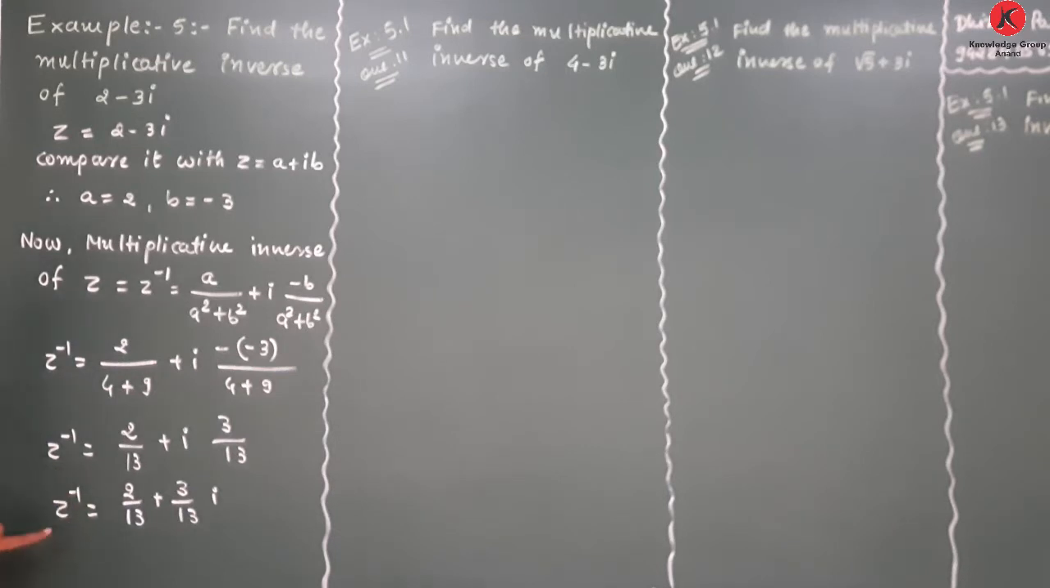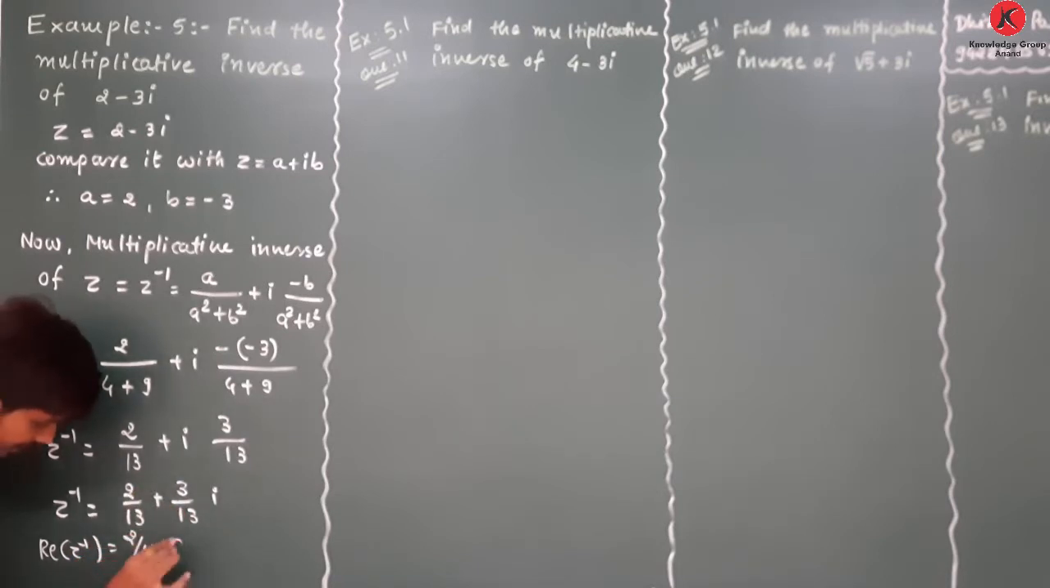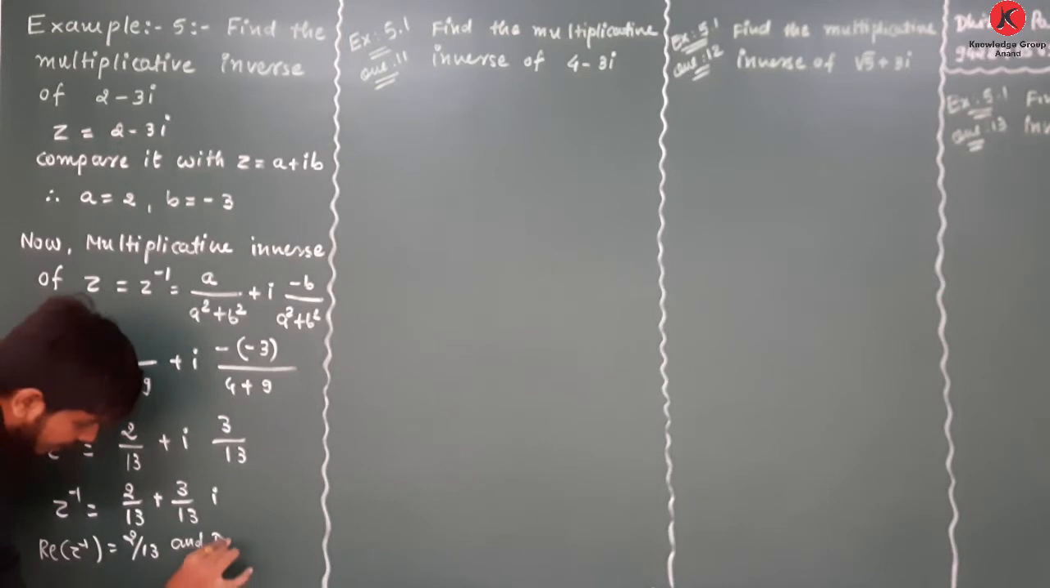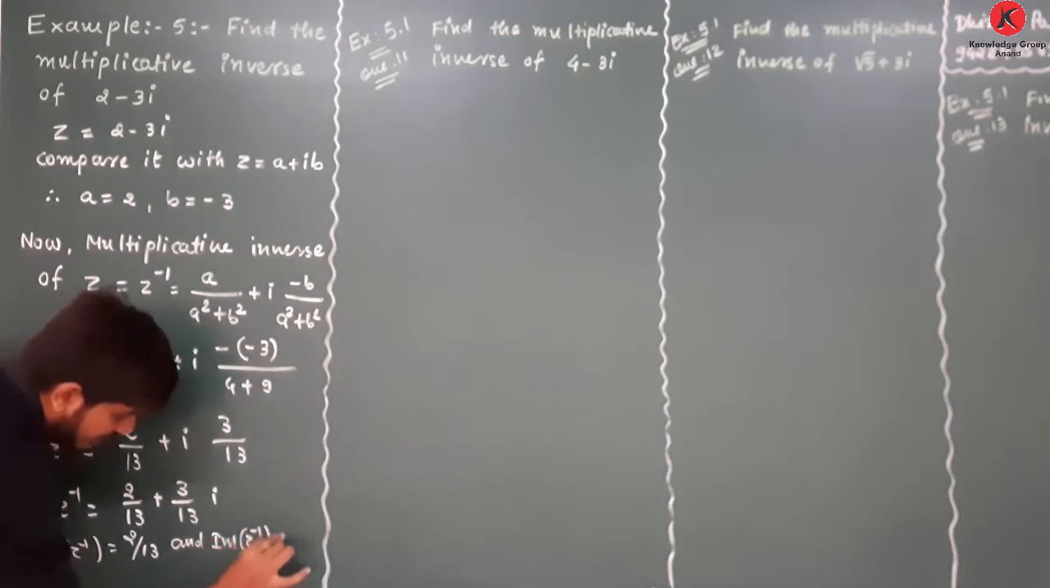We can also represent this number as Z inverse equals 2 by 13 plus 3 by 13i. If they are asking for the real part of Z inverse, then the real part of Z inverse we can write as 2 by 13, and the imaginary part of Z inverse equals 3 by 13.